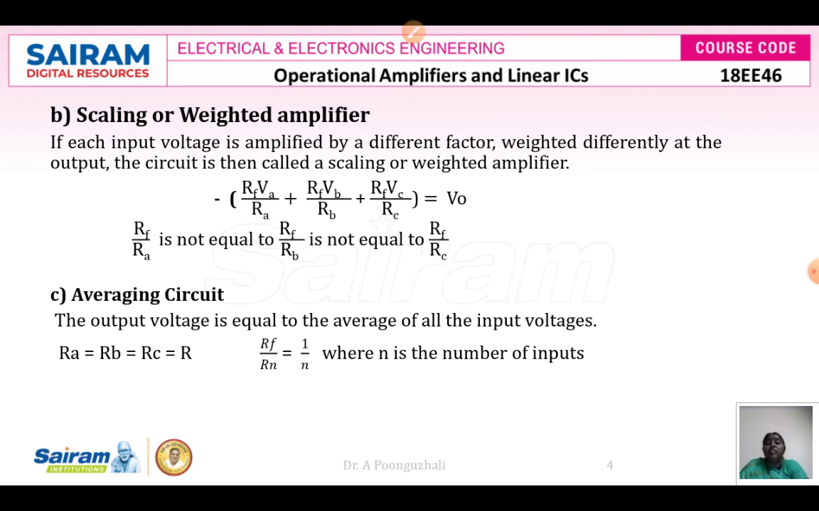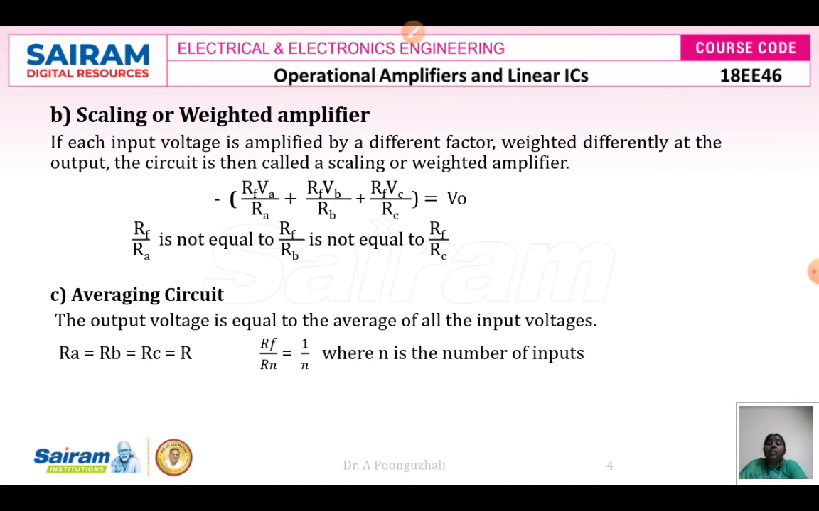So the averaging circuit is nothing but the output voltage is going to be the average of all the input voltages. In this case, how many inputs do I have? 3 inputs. So 3 inputs means it is going to be VA plus VB plus VC divided by 3. If my output expression is going to be this, then we say that it is an averaging circuit.